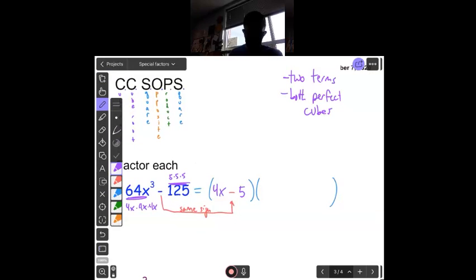So SOPS, square. I'm going to take that first term of that binomial, and I'm going to square it. Quite a few people, when I say what's 4x squared, they're just like 4x squared. That's not what it means to square something. So be careful of that, right? 4x squared means 4x times 4x. So that's 16x squared. Opposite means the opposite sign.